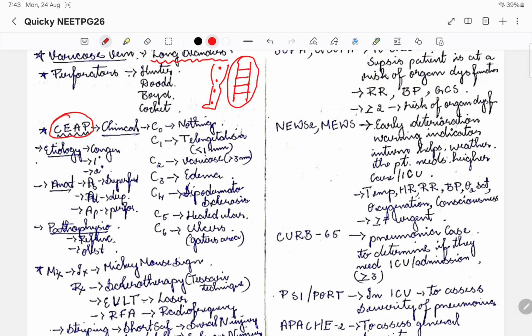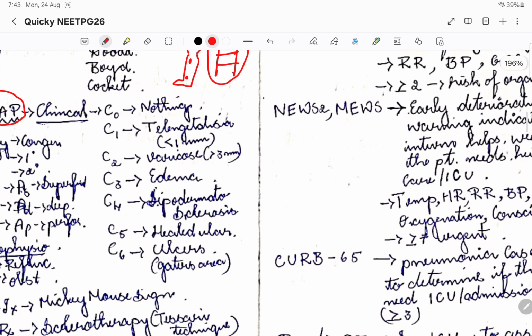Okay, so see, there are 7 types of classification. If it is C0, no features of varicose vein will be there, and C1 will be telangiectasia, that is less than 1 mm in diameter, whereas C2 is varicose vein, that is more than 3 mm. Then edema is C3, and C4 is lipodermatosclerosis, that is the eczema and all that we see.